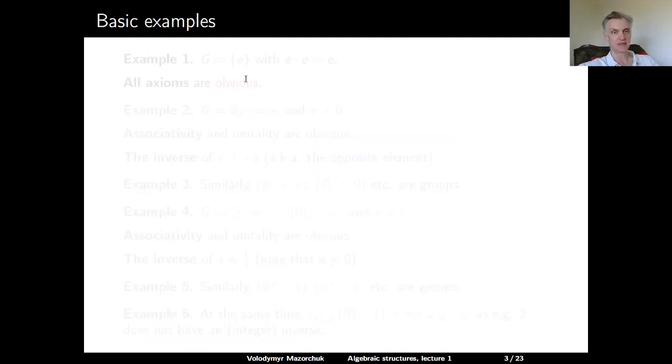Here are some basic examples. First of all, the singleton set G, which consists just of the identity element, with the trivially defined operation where the identity element times itself gives the identity element, this is a group. And all axioms are just obvious because everything is uniquely defined.